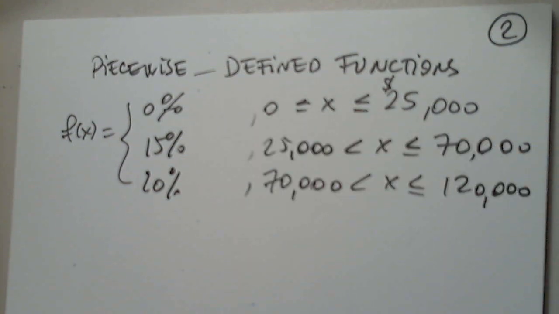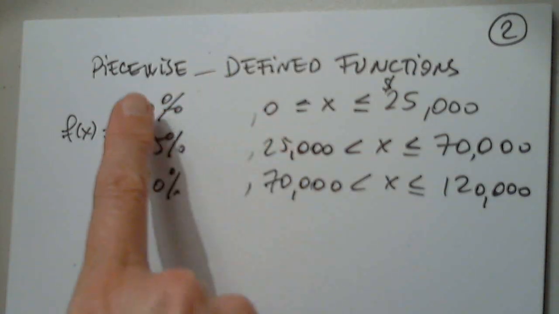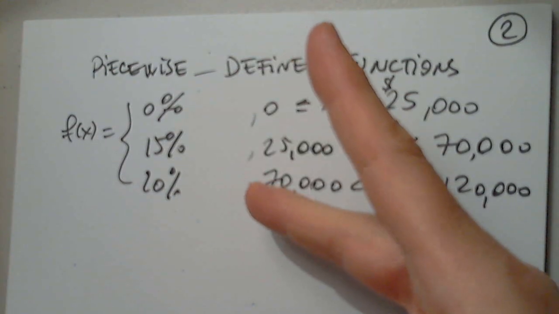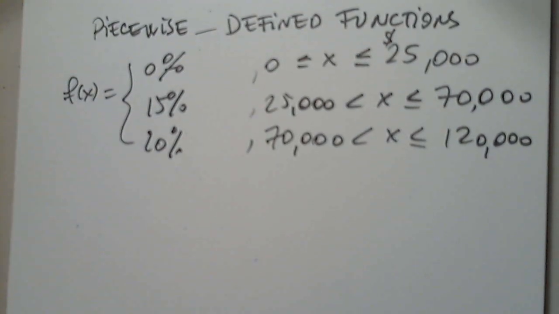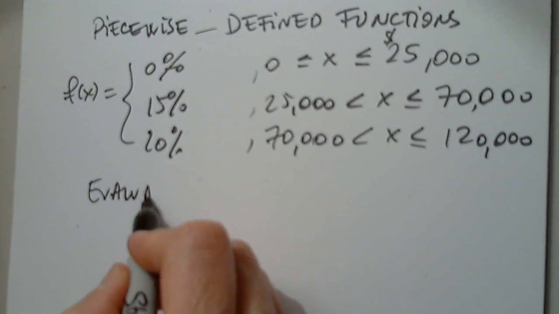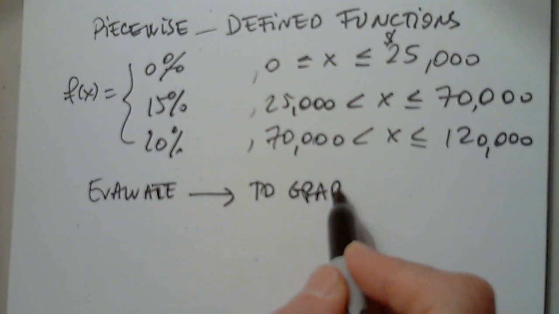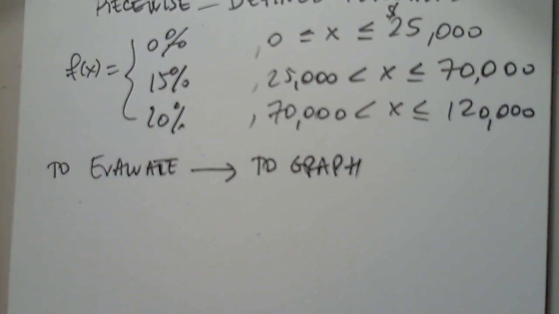This is a piecewise defined function. Again, I don't know if these are the percentages. It was just an example. So piecewise defined functions are defined in pieces, not just one, but several, at least two or more. What's the big deal with piecewise defined functions? Well, the big deal is to evaluate and especially to graph a piecewise defined function.